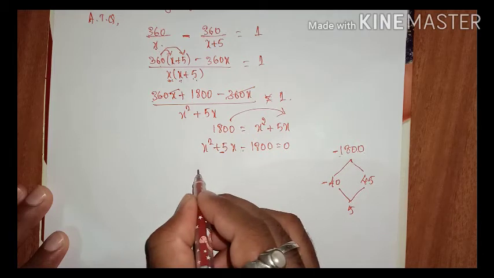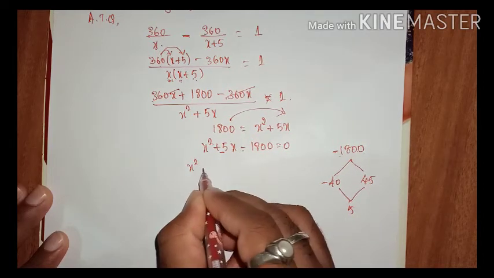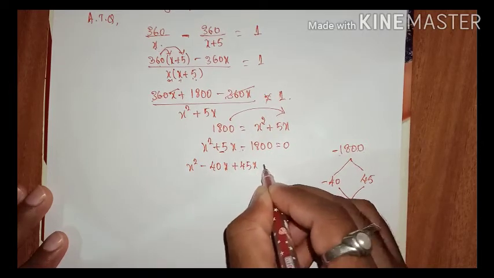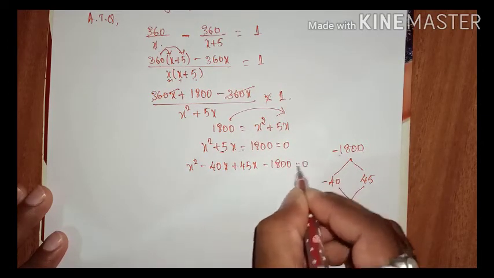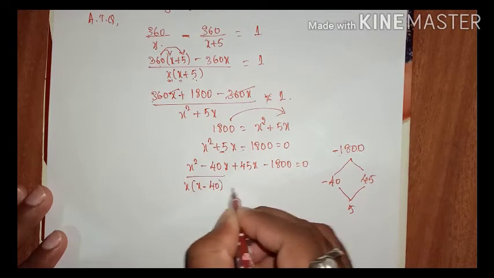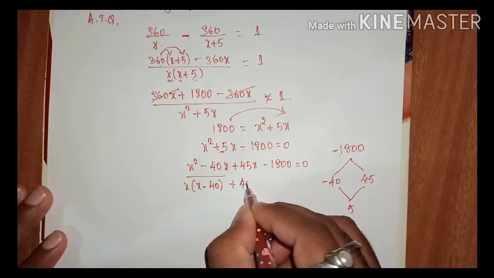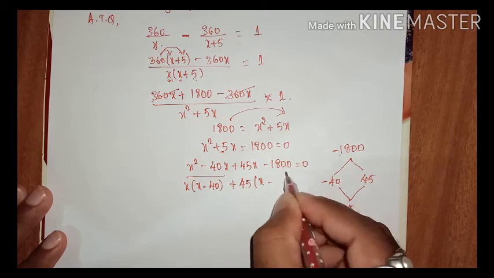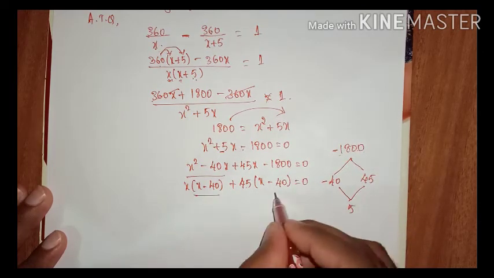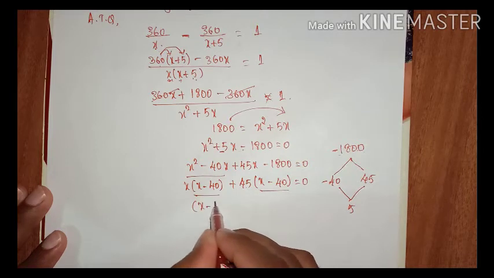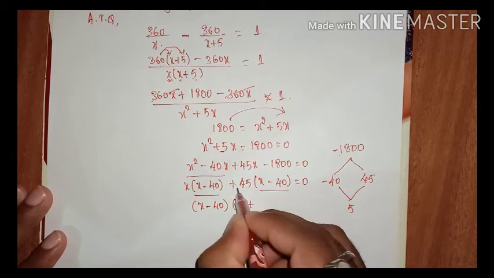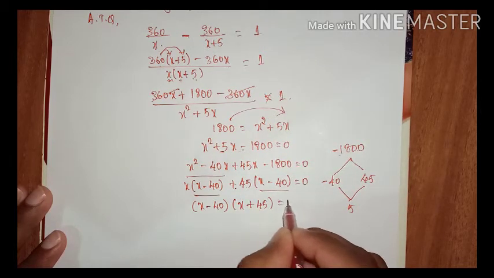And now x square minus 40x plus 45x minus 1800 equals to 0. For the first two terms I can take x as common, x minus 40. For the next two terms, I can take 45 common, x minus 40, 40 into 45 is 1800, we already know, equals to 0. Now x minus 40 is common for both. Let us take the common, remaining is x plus 45 equals to 0.